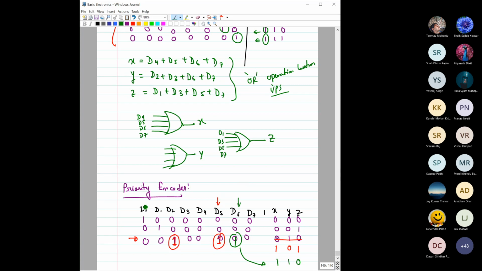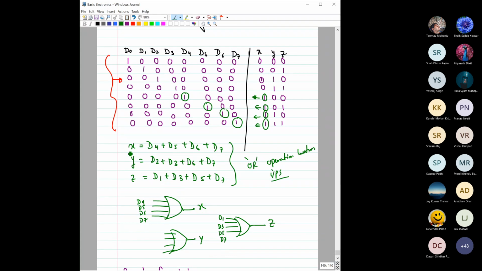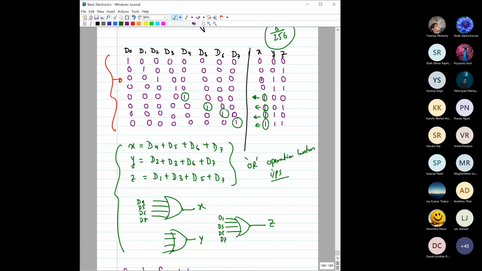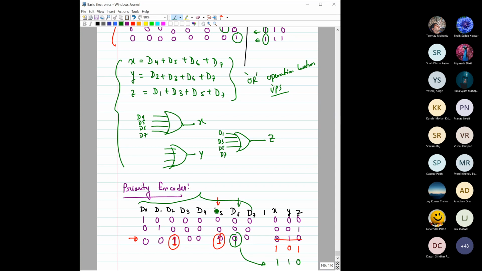So here, how many inputs? 8 inputs, right? 8 inputs means 2 to the power 8, so this many combinations can happen. The simple encoder that we have designed will work out of these 256 combinations only for 8 combinations. Only for these 8 combinations will this simple encoder work. For the remaining combinations, it will not work. So in that case, we have to go for a priority encoder.